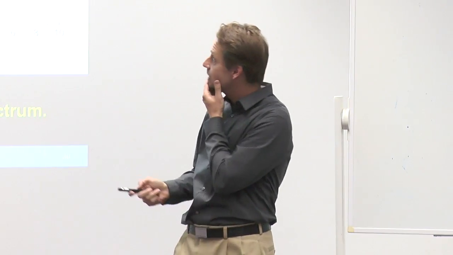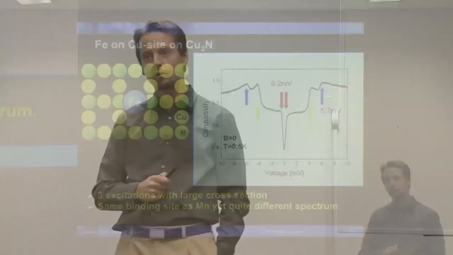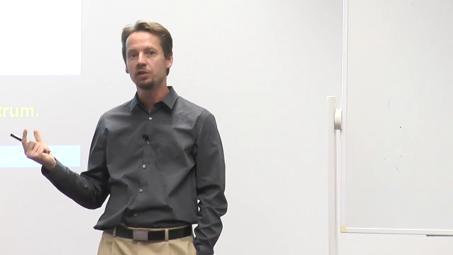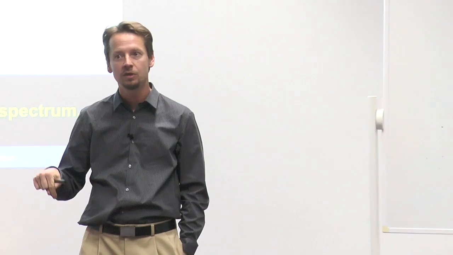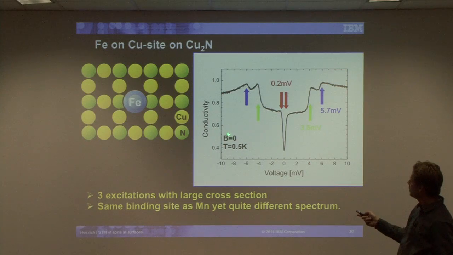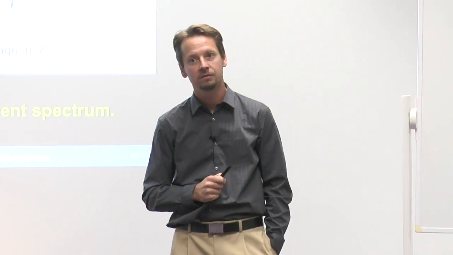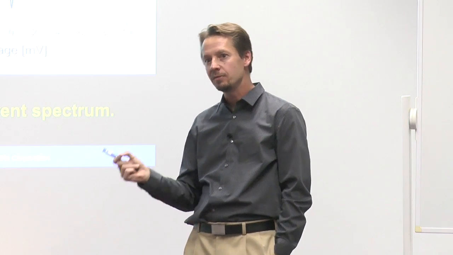Now, let's do this experiment. We take an iron atom on the same binding site on copper nitride. So all I've really done is replace the manganese atom with an iron atom. And I take the spectrum here at zero magnetic field and at low temperature, and you see something quite dramatically different. Remember, the manganese atom had just a tiny little feature at zero magnetic field.